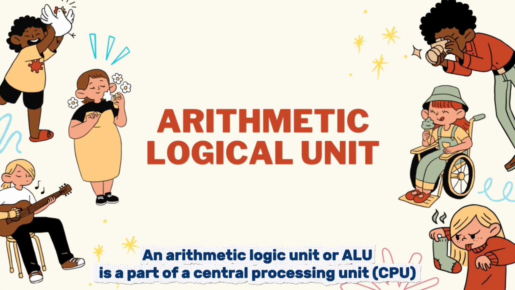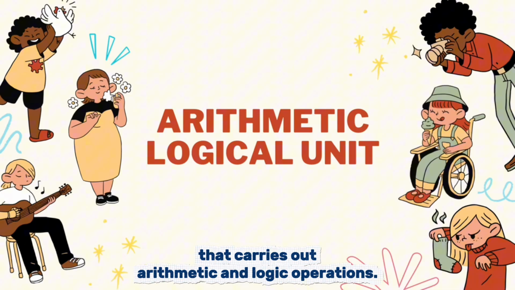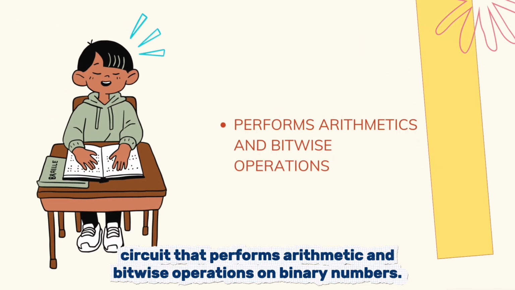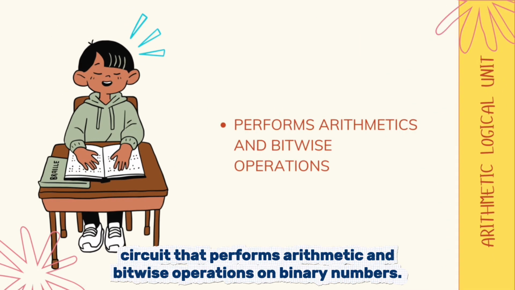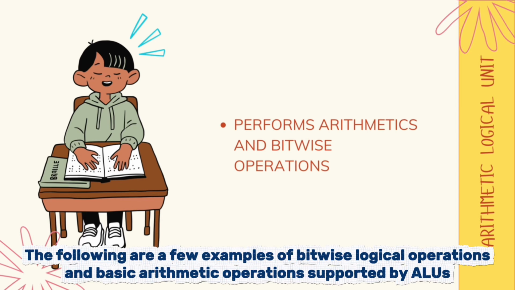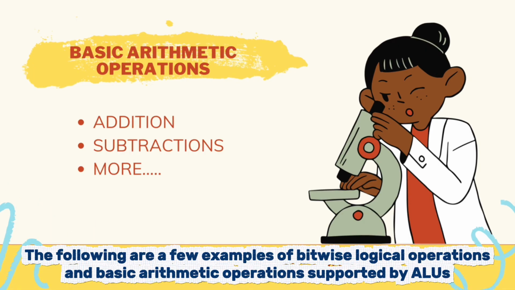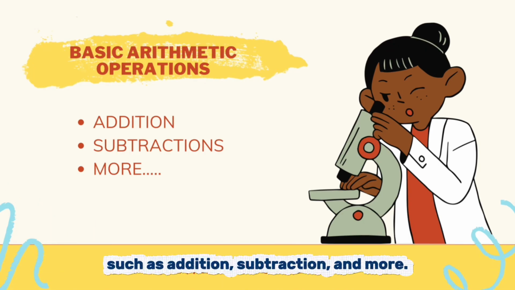An arithmetic logic unit, or ALU, is a part of the central processing unit, or CPU, that carries out arithmetic and logic operations. In computer science, the ALU serves as a conventional digital circuit that performs arithmetic and bitwise operations on binary numbers. The following are a few examples of bitwise logical operations and basic arithmetic operations supported by the ALU, such as addition, subtraction, and more.